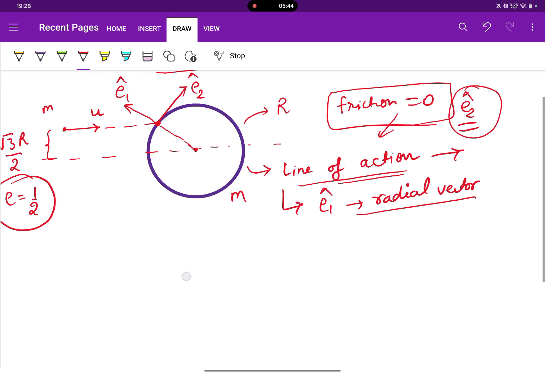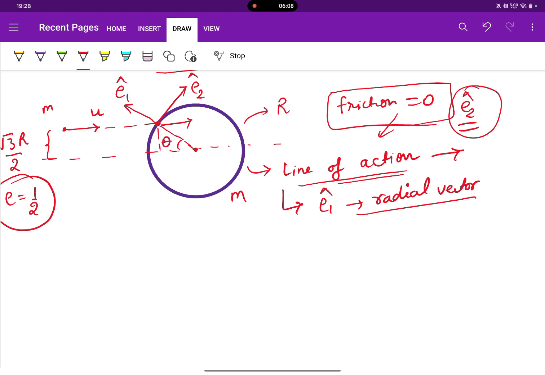Now what we are going to do here is a little bit of manipulation to convert it into a 2D vector problem by taking the components of this u velocity along E1 and E2 cap. So when you take that, by the way, how much is this, you can easily find out.